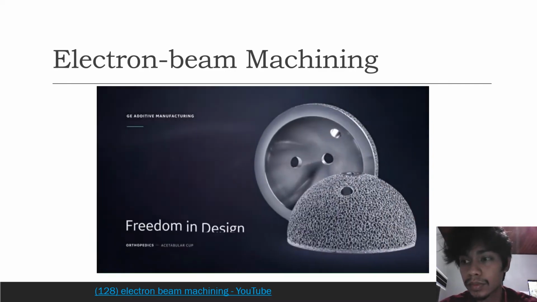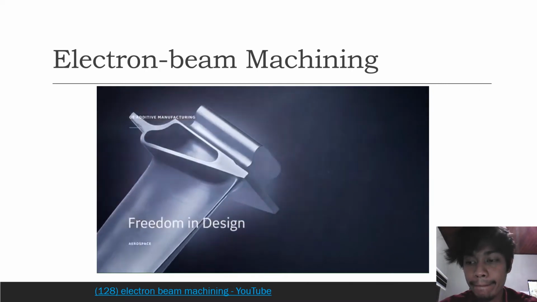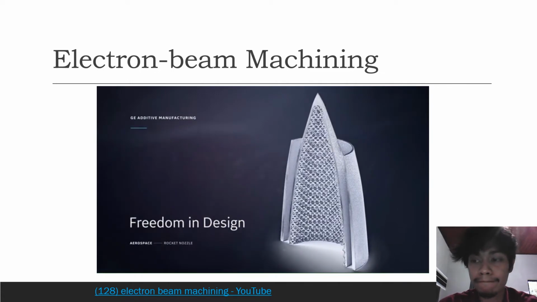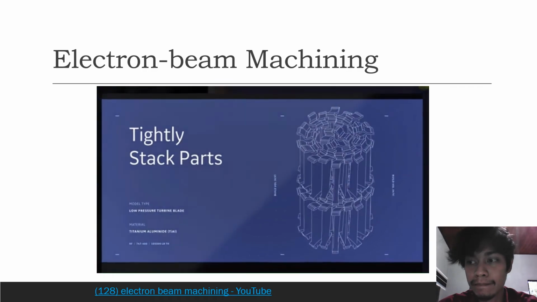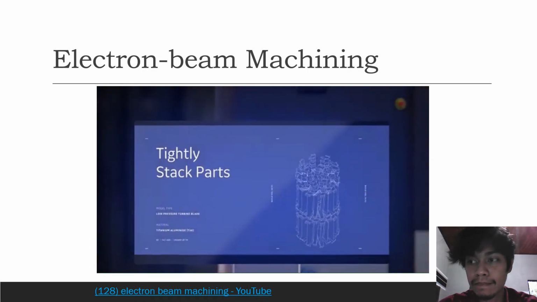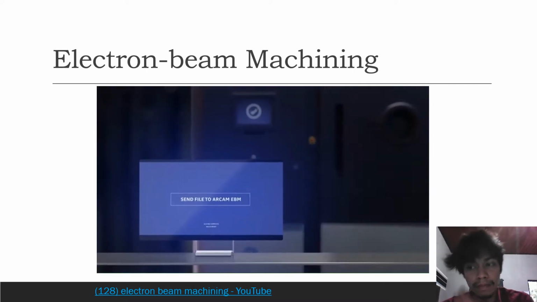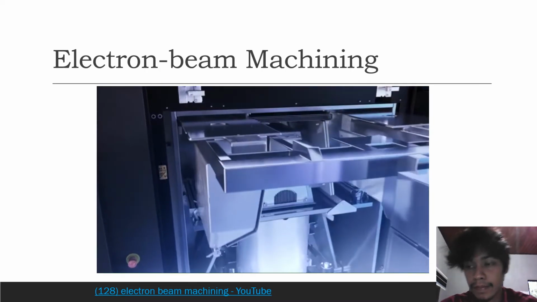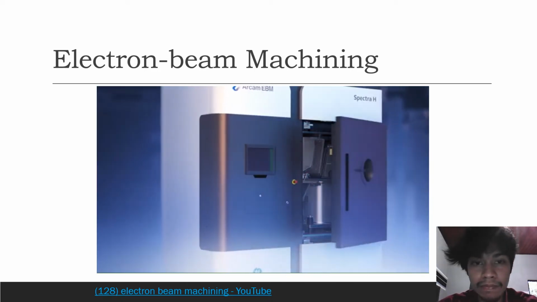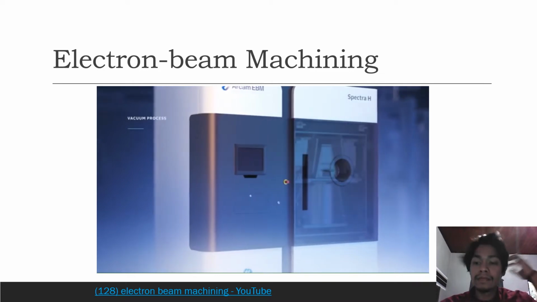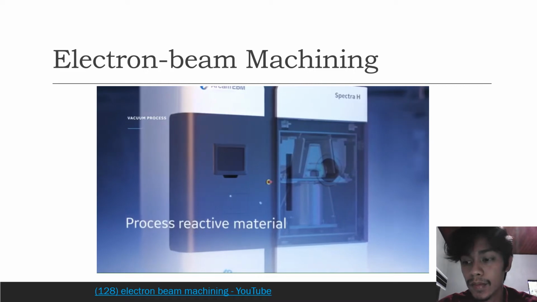Additive manufacturing offers greater freedom in design and allows for the creation of optimized parts that are not constrained by the limits of traditional manufacturing. RCAM EBM has the unique ability to tightly stack parts within the build in order to increase productivity. An optimized build file is sliced and loaded into the RCAM EBM system. Following this, metal powder is loaded into the machine. The build chamber is then closed and a vacuum is created to ensure a clean, controlled environment that allows for the processing of reactive material.